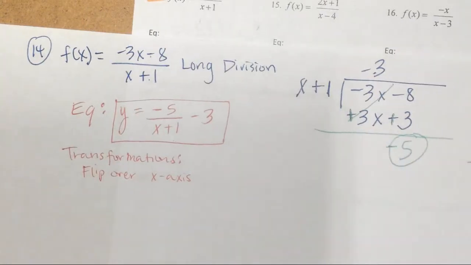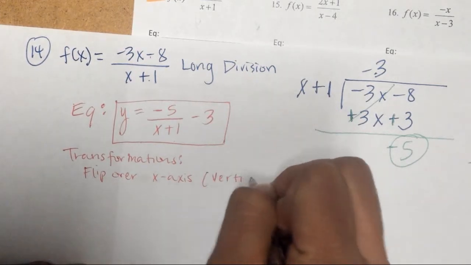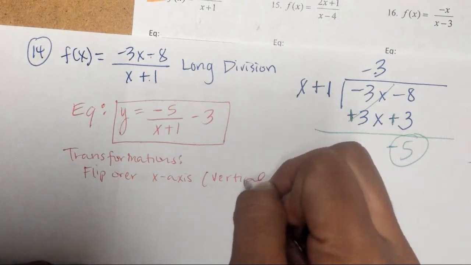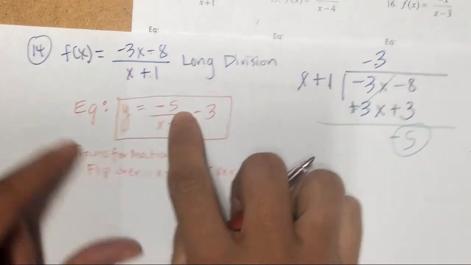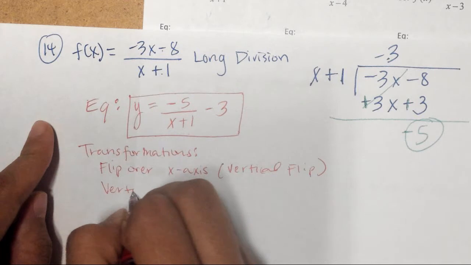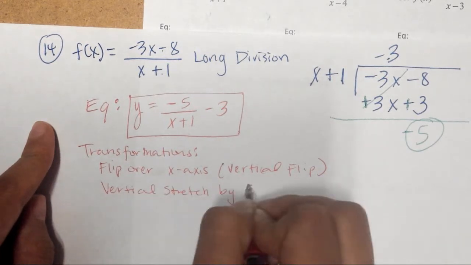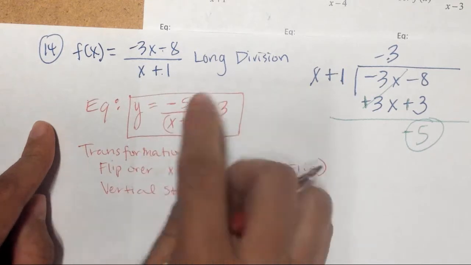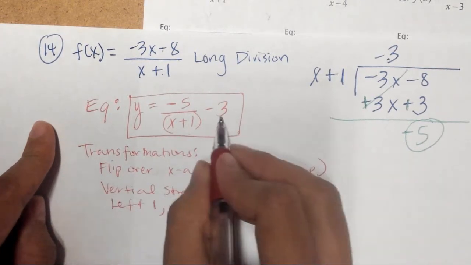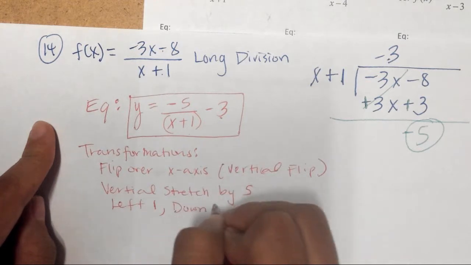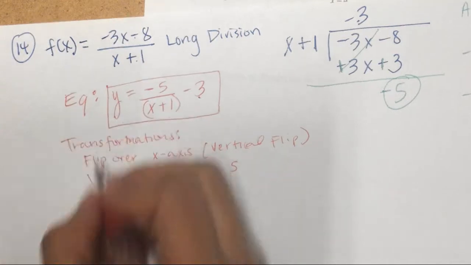Okay, so flip over the x-axis, so that's a vertical flip. And then I also have this 5, so that's a vertical stretch or expansion by 5. This is horizontal land, so it's always the opposite. So it's going to go left 1, and this one is down 3 because that's vertical. So those are my transformations.